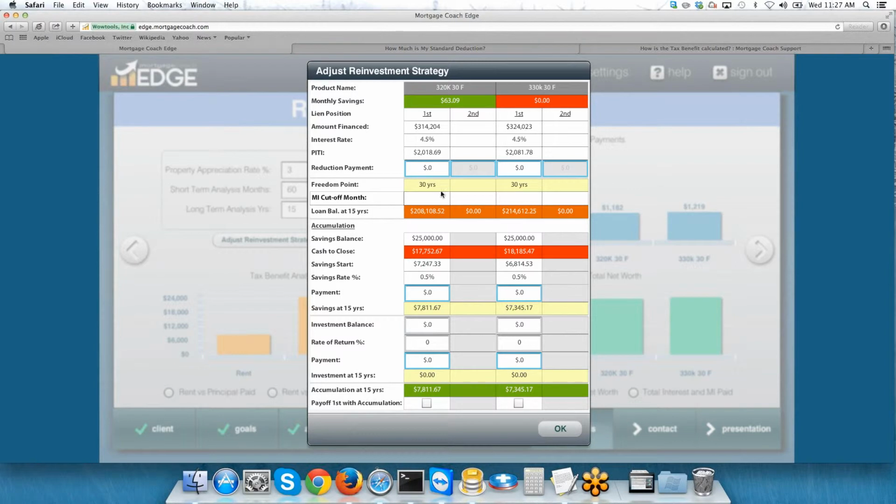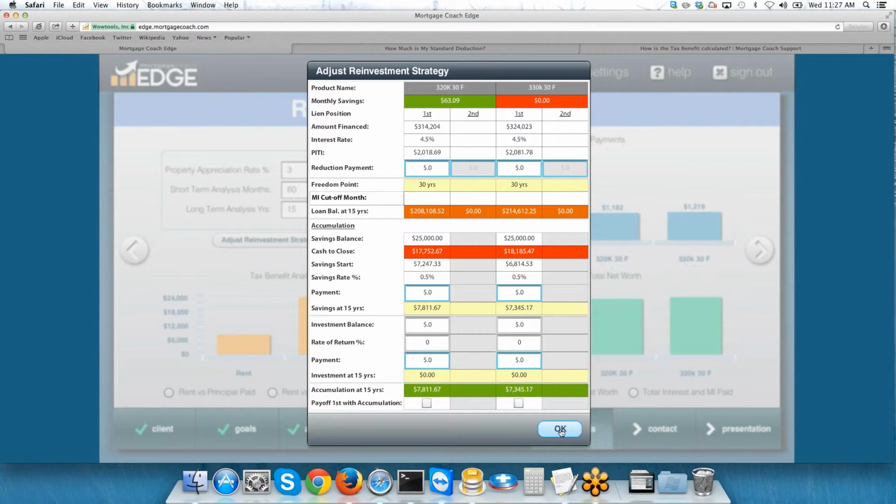All right, so you can see on my new mortgage options here, we got a $25,000 current savings account. The cash to close on each one is slightly different, 17.7 versus 18.1, which means we have a varying degree of a new savings balance after close. That's what these figures are for under the savings start line. Those are going to continue to grow at a 0.5%, and you can see that they'll have $7,800 on the 320 loan. They'll have $7,300 on the 330 loan.